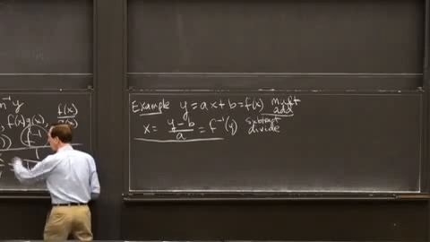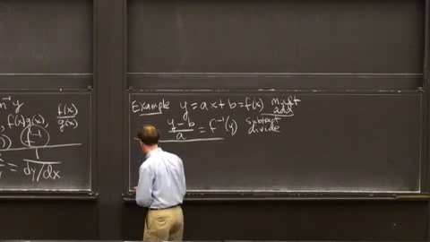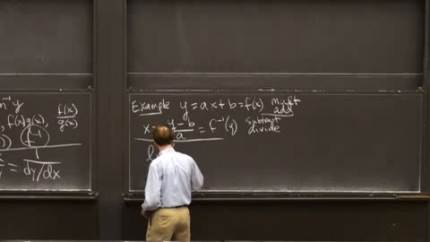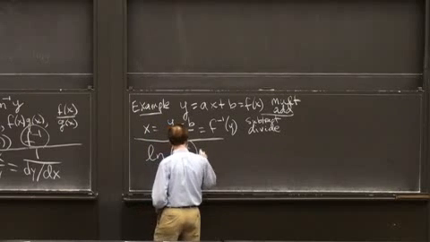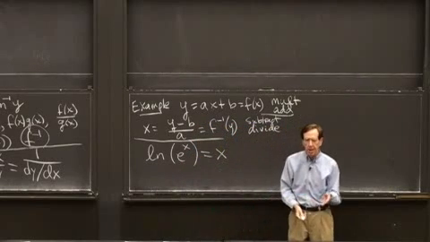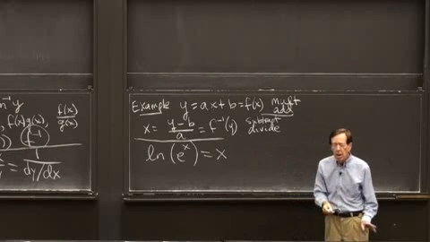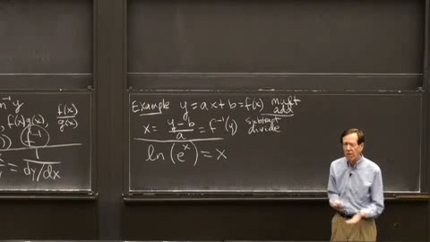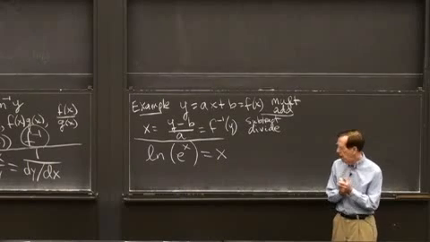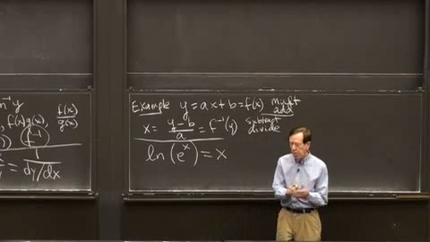I'll take one of those chains and take its derivative. Let me take the first one. So the first one says that the log of e to the x is x. That's how the logarithm was defined. That's what the log is. Let's take the derivative of both sides of that equation. We will be learning what the derivative of the log is. That's what we don't know.